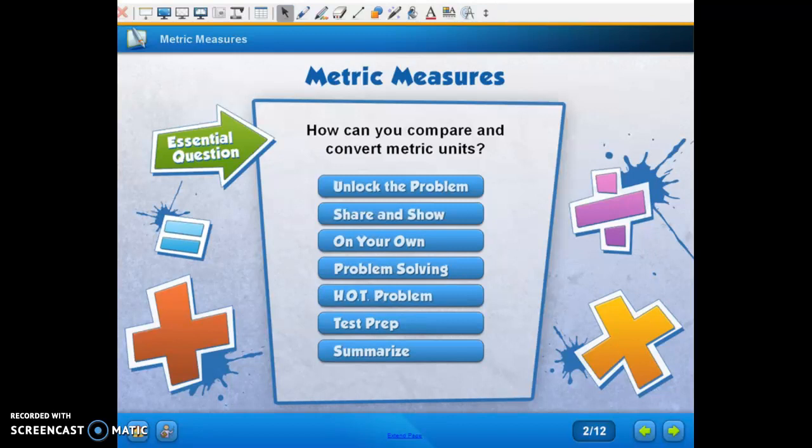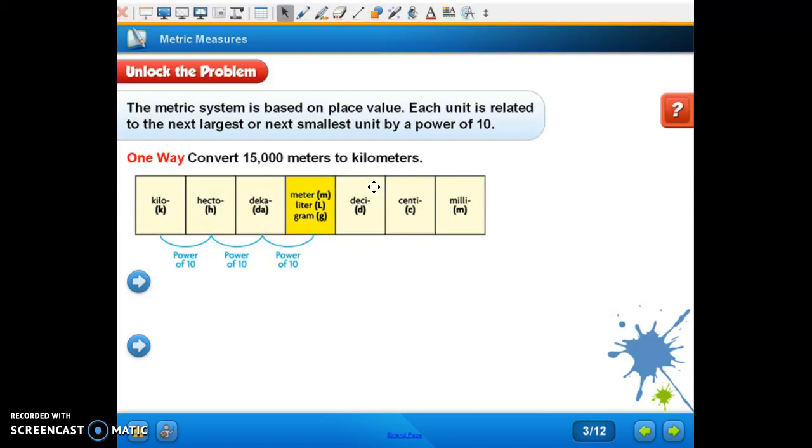instead of, well, there's 12 inches in a foot. There's 36 inches in a yard. Instead of having to try and remember all that, you're just moving by tens. So one thing you will have to remember is that the center of this, meter, liter, and gram, those are your three basic measurements. Remember, meter is length. Liter is capacity, and grams is weight.